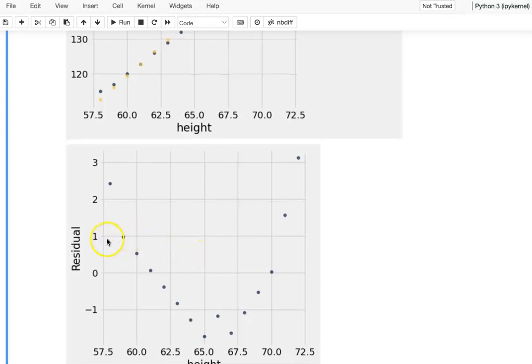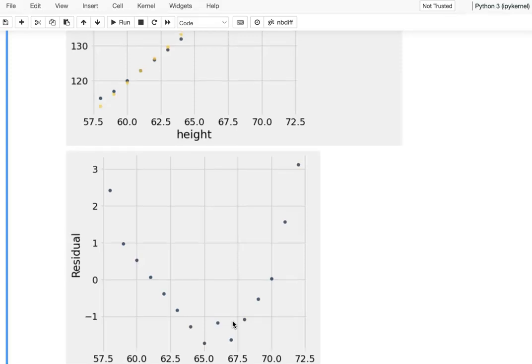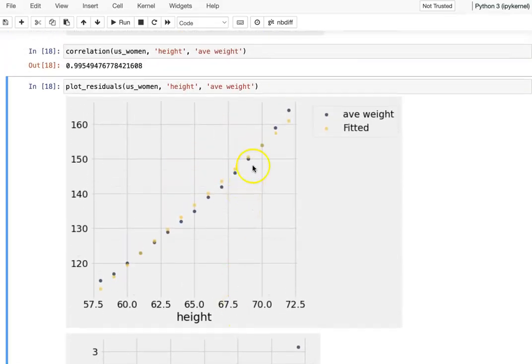Again, you can see the residual, we have the 0 here. The range is actually very small. For heights under 61, they have positive residuals, and over 70, they also have positive residuals. In between, they have negative residuals. So what did you find? Even if you feel the data fits the line very well, right?